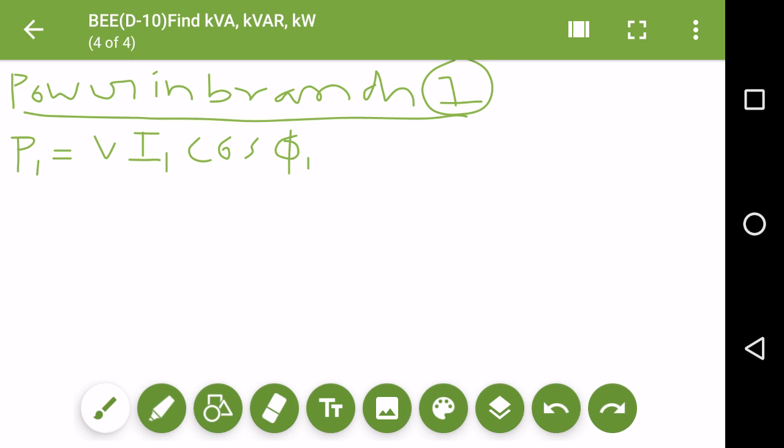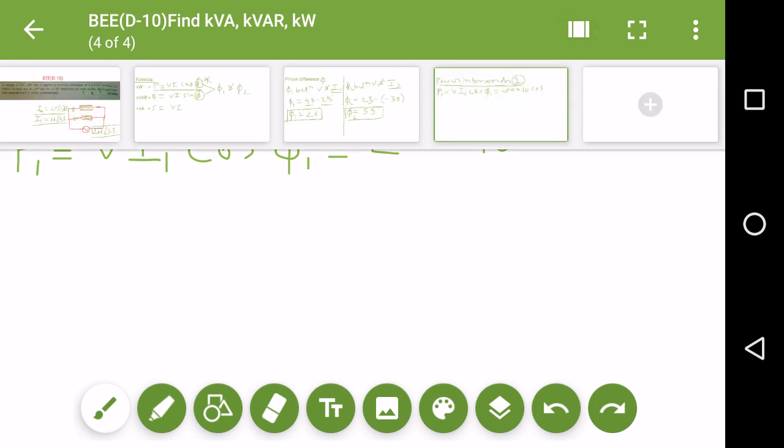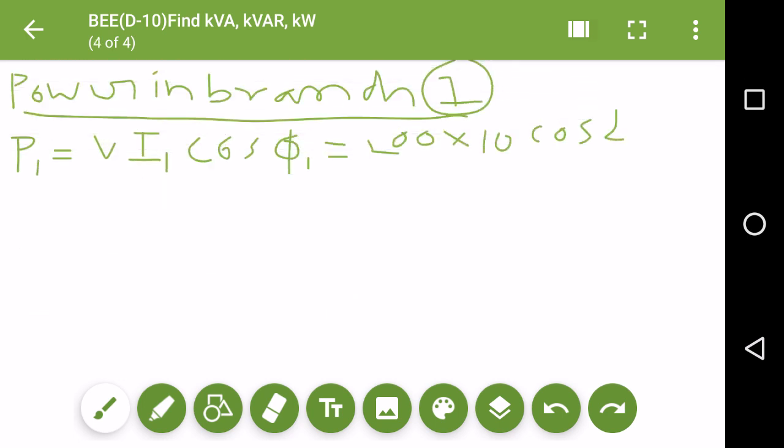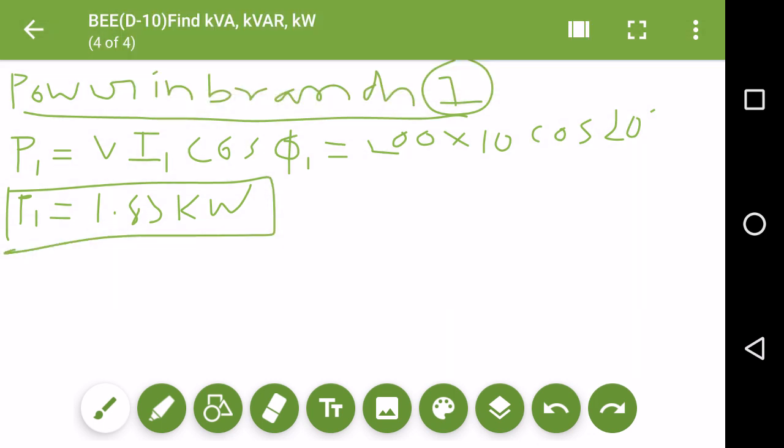Now we will substitute our values. The value of V is 200, so 200 into I1 value is 10, and cos phi 1, we just found phi 1 value is 20 degree, so cos of 20 degree. And that will give me the value of P1, which comes out to be 1.83 kilowatts. You can check by calculating by yourself. So this is the value of P1.